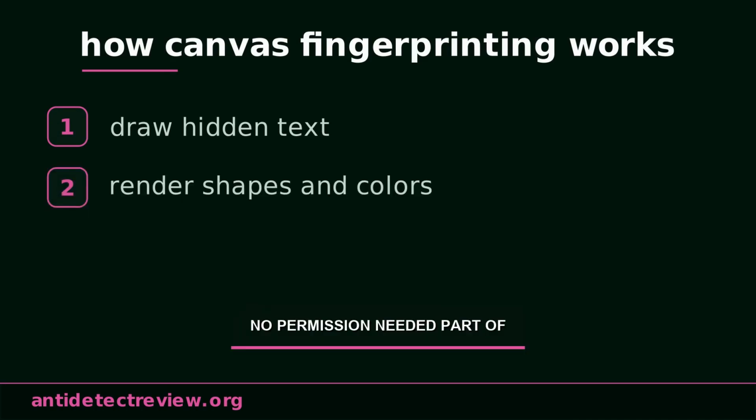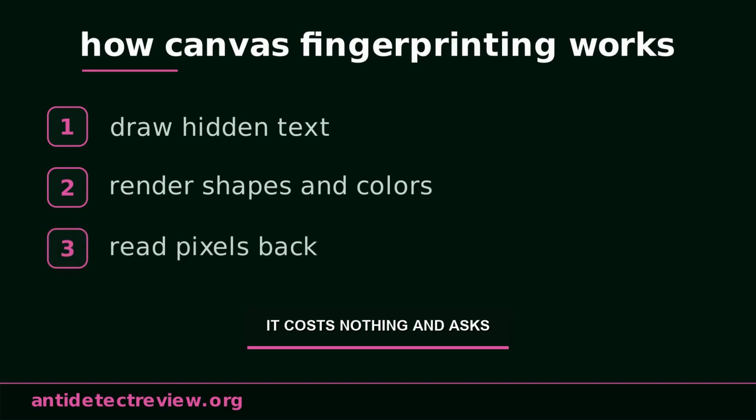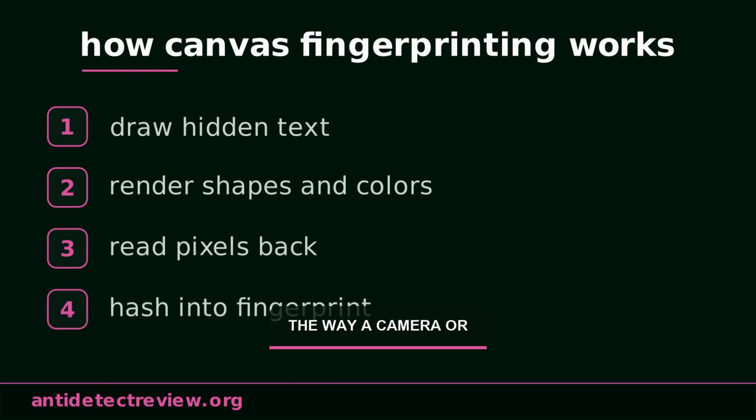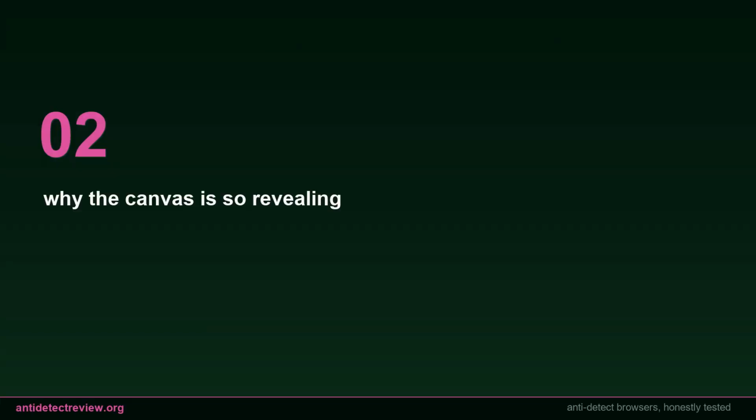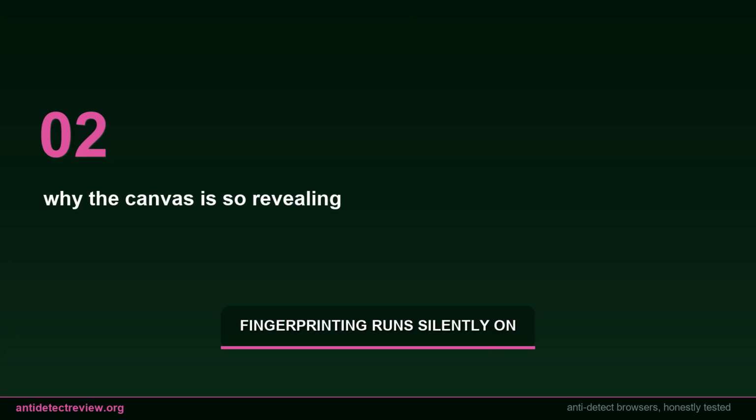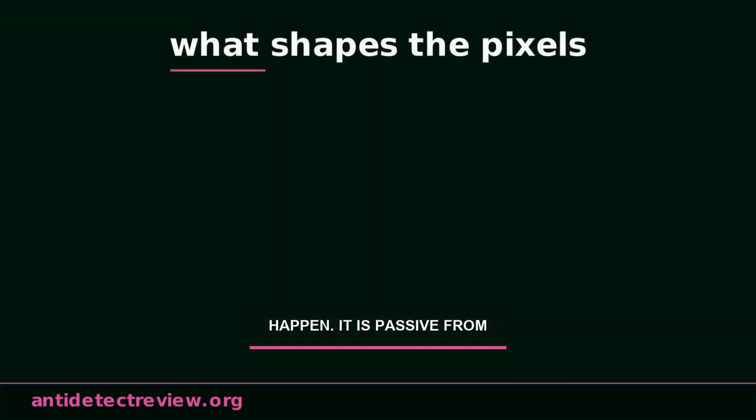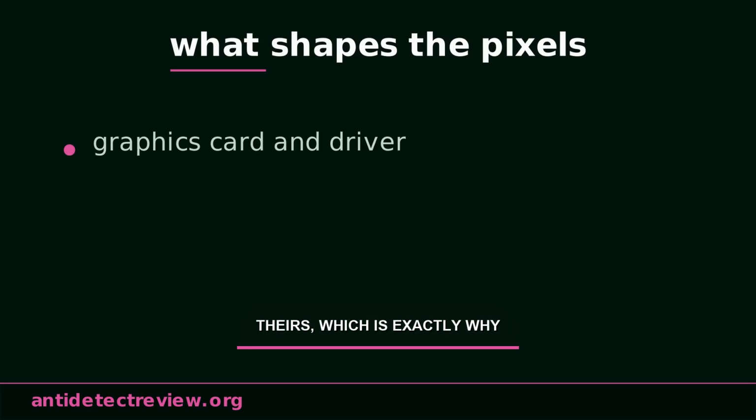No permission needed. Part of what makes this signal so useful to trackers is that it costs nothing and asks nothing. Reading the canvas does not trigger a permission prompt the way a camera or location request does. The page just calls the readback methods, gets its pixels, and moves on. That means canvas fingerprinting runs silently on an enormous number of sites, and you never see it happen. It is passive from your side and cheap from theirs, which is exactly why it became so common.